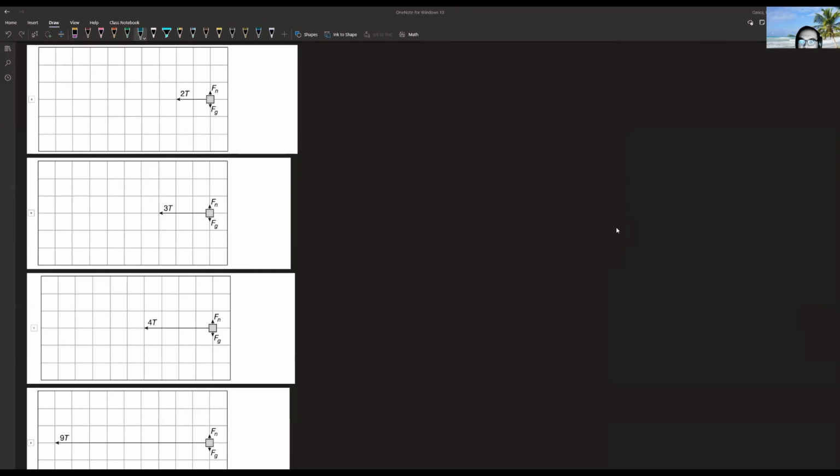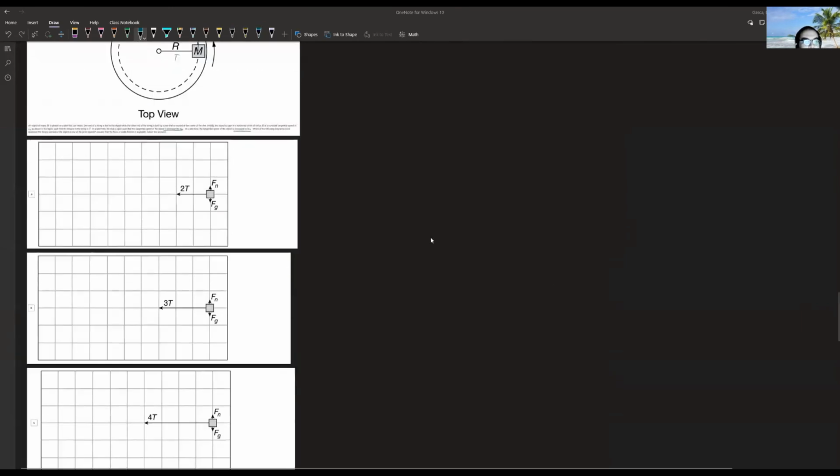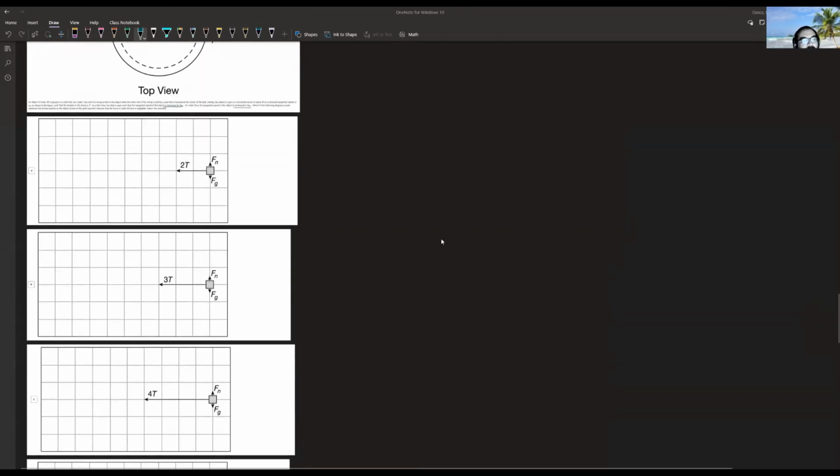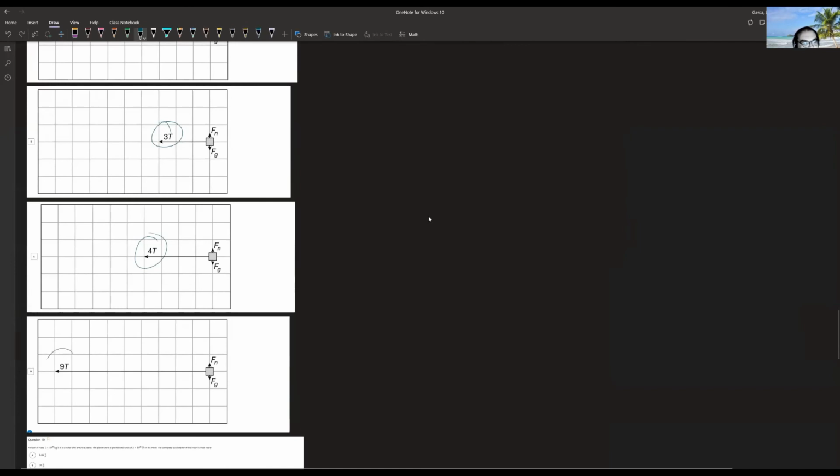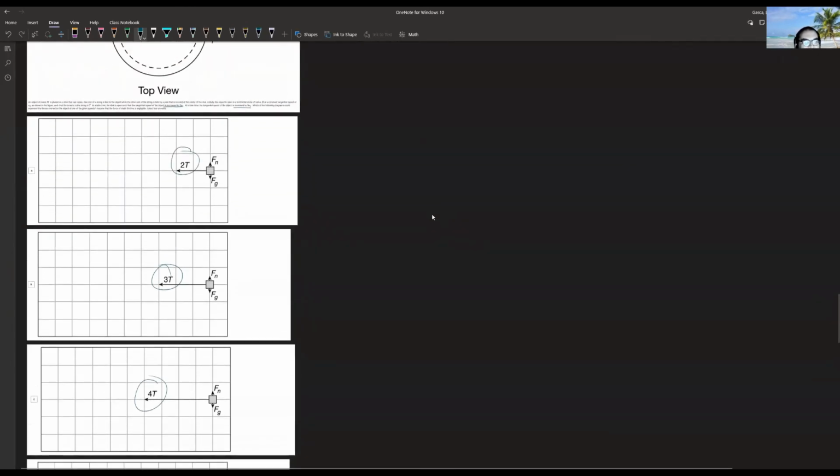Okay, so we'll go ahead and end the polling here. Really what's changing here is the magnitude of the tension, in 2, 3, 4, and 9. As far as we can see, the normal force and the force due to gravity are not changing in any of these. So let's go ahead and see here.